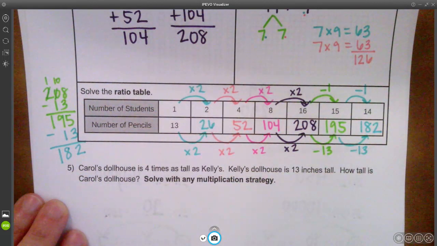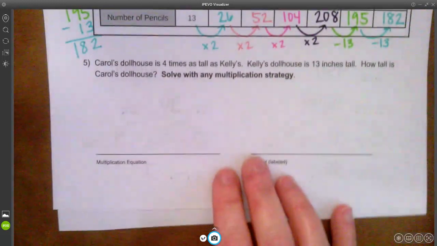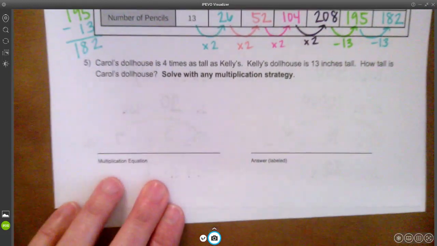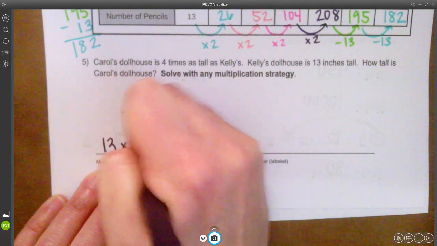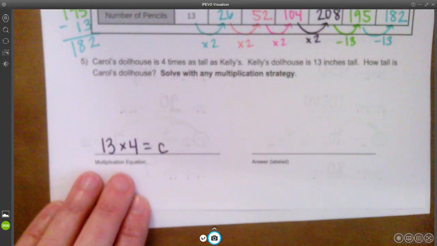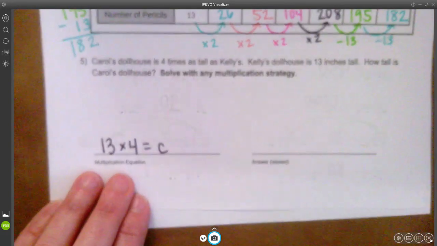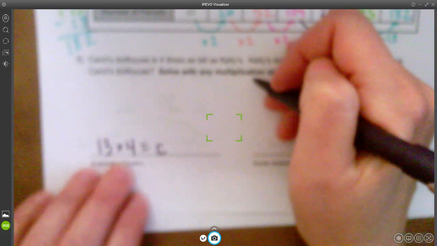Okay. All right, Carol's dollhouse is 4 times as tall as Kelly's. Kelly's dollhouse is 13 inches. How tall is Carol's? All right, so we are going to show a multiplication equation. And you could do 13 times 4. And you could use a variable, but I would also be okay if you put the answer there as well. All right. So let's figure out 13 times 4. You could do an area model. I know that's a lot of people's favorites.